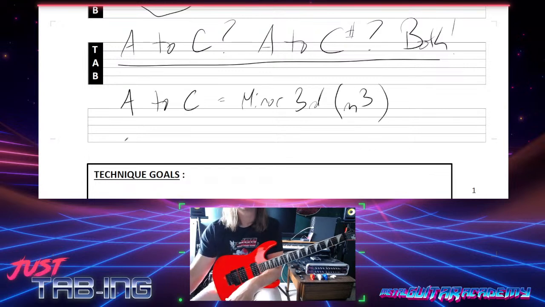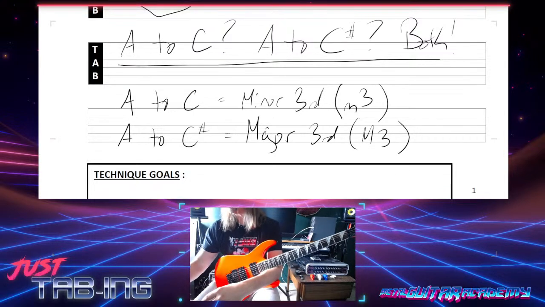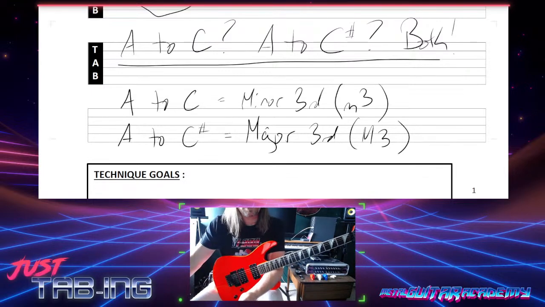Okay. A to C sharp, since it's a little bigger, right? It's bigger by a half step, the distance, we call that a major third. This is how we differentiate, and I usually write that as big M3. This is how we differentiate between the intervals here.